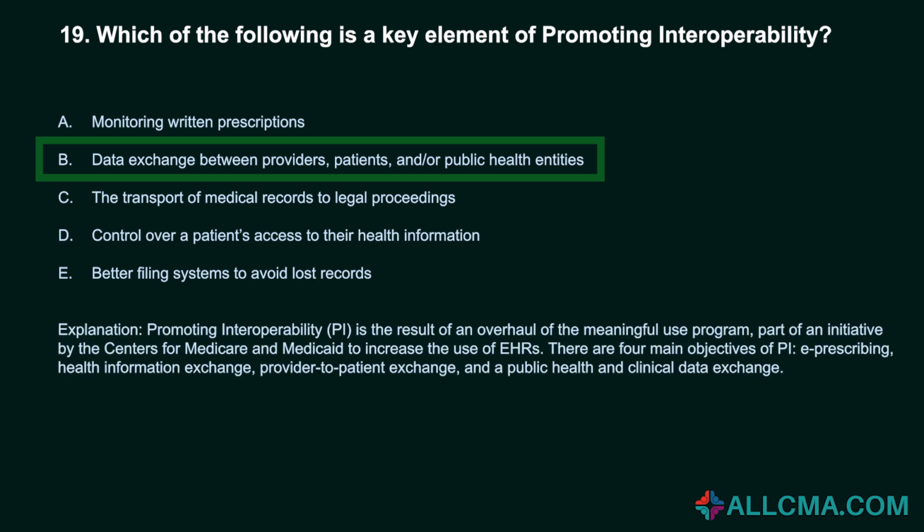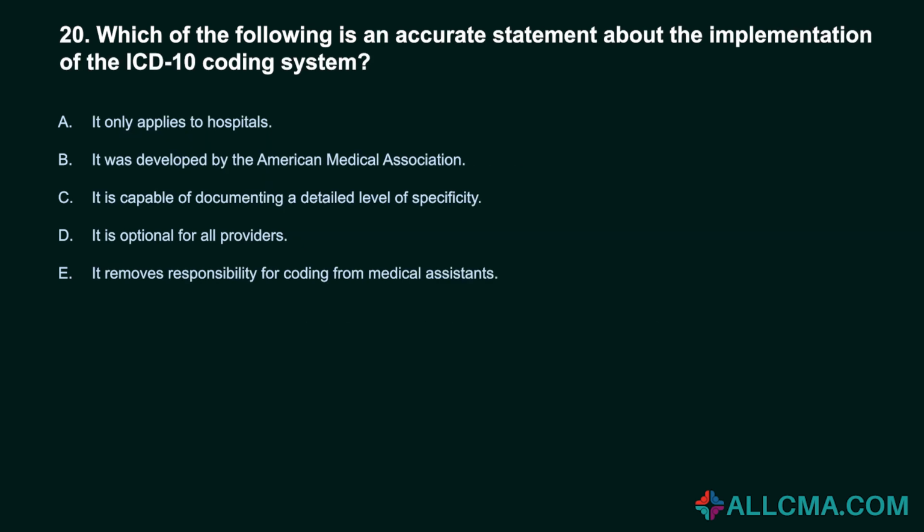Promoting Interoperability, PI, is the result of an overhaul of the Meaningful Use Program, part of an initiative by the Centers for Medicare and Medicaid to increase the use of EHRs. There are four main objectives of PI: e-prescribing, health information exchange, provider-to-patient exchange, and a public health and clinical data exchange. 20. Which of the following is an accurate statement about the implementation of the ICD-10 coding system?